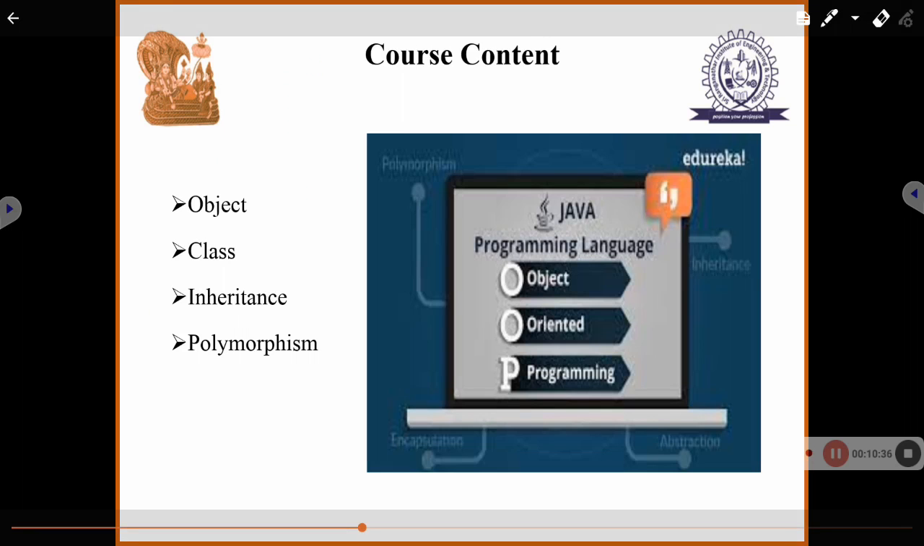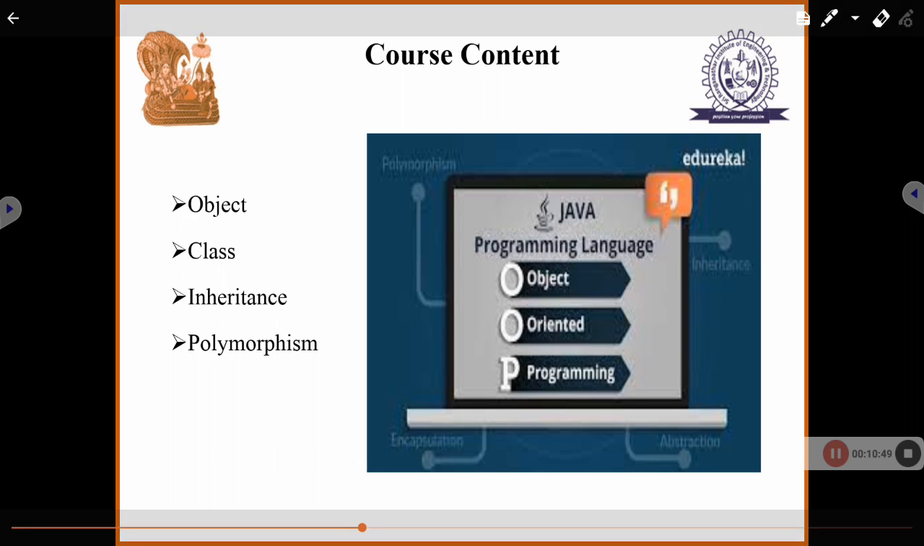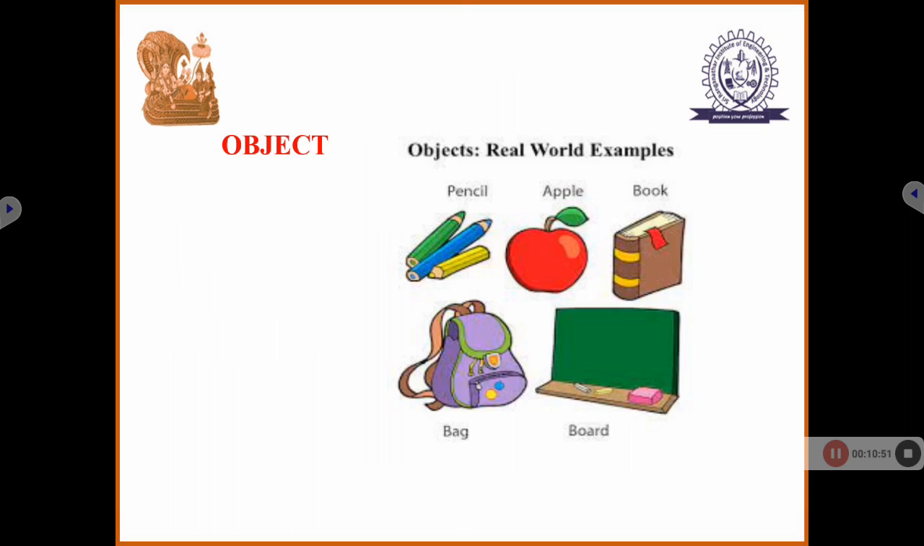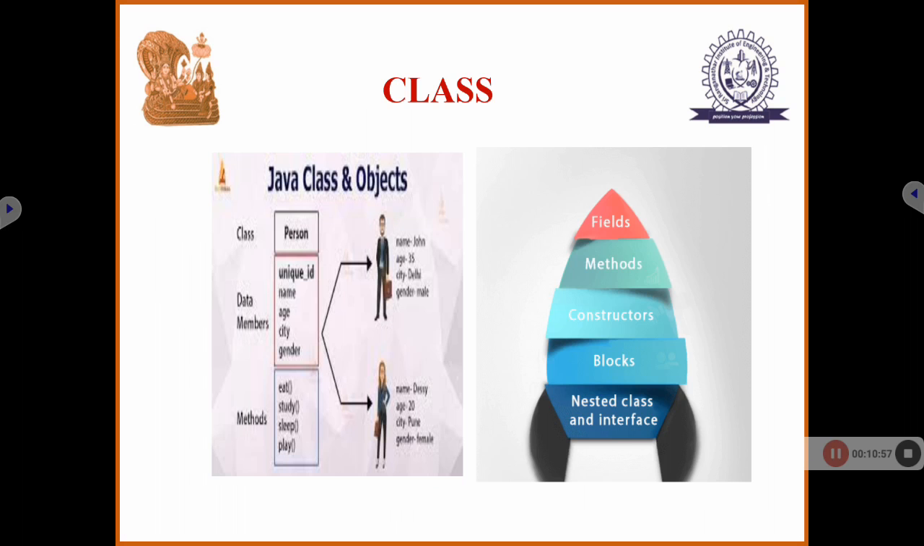What are the basic pillars of object-oriented programming? They are object, class, inheritance, and polymorphism. These are all the pillars of OOP. An object is a real-world entity. A class is a collection of object data members and methods.